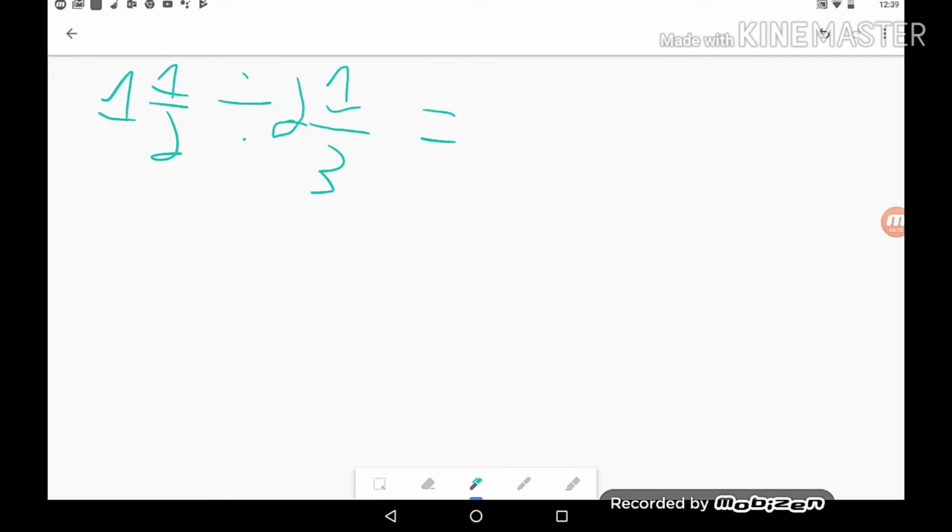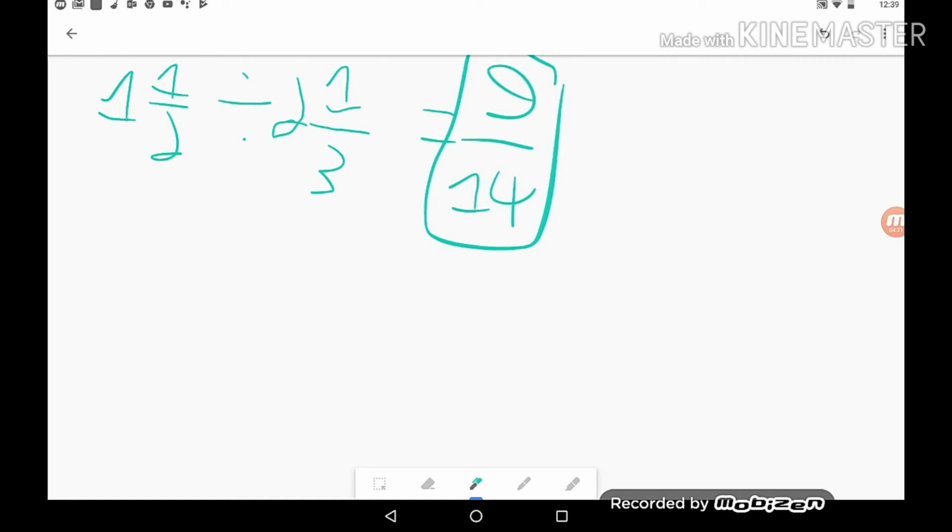Alright, so 1 1/2 divided by 2 1/3, which is 9/14. And the work below, once again, the only time we're going to use that Kentucky Chicken Fried method is if we're dividing mixed numbers and or fractions.